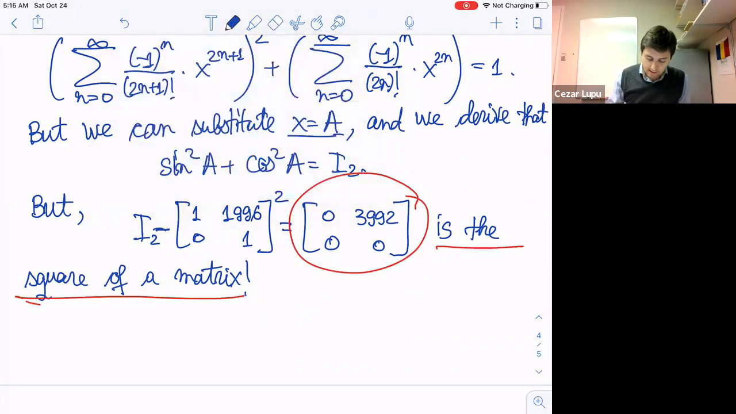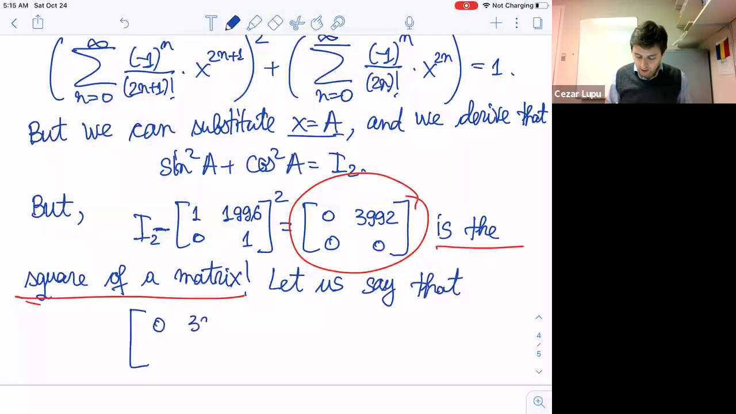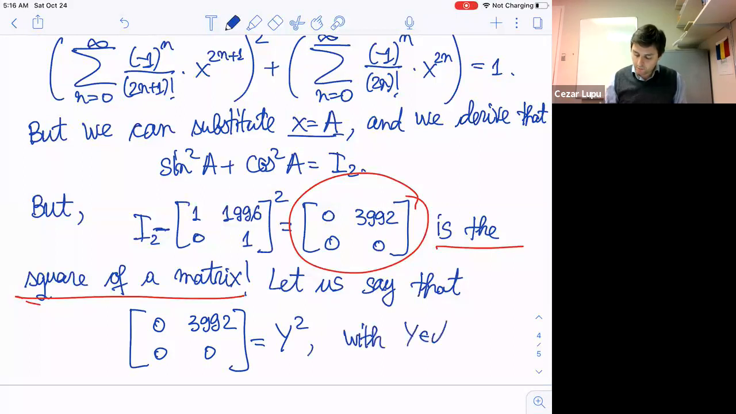So let's say that this 2 by 2 matrix here, 0, 3,092, 0, 0, is the square of a matrix. Well, it's cosine squared, but let's just say this is the square of this matrix, with y in M2 of R. All right, no problem. Now let's raise this matrix to the power squared.